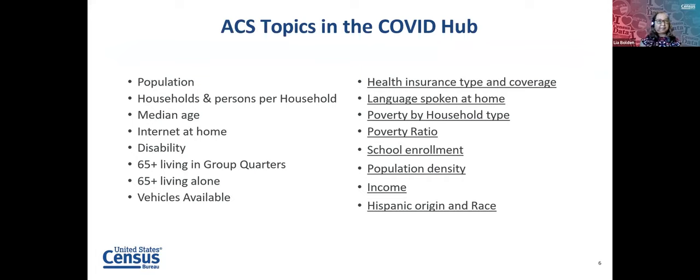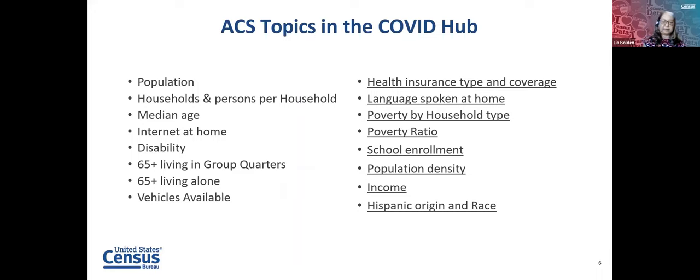So what are the topics that are contained within the COVID hub? From the 40-plus topics in the American Community Survey, we initially used incoming COVID-related data requests to help determine topics for the hub itself. These included variables on really vulnerable populations and variables providing a portrait of the current social and economic landscape. These topics were chosen with the idea to provide data to help decision makers focus their response efforts.